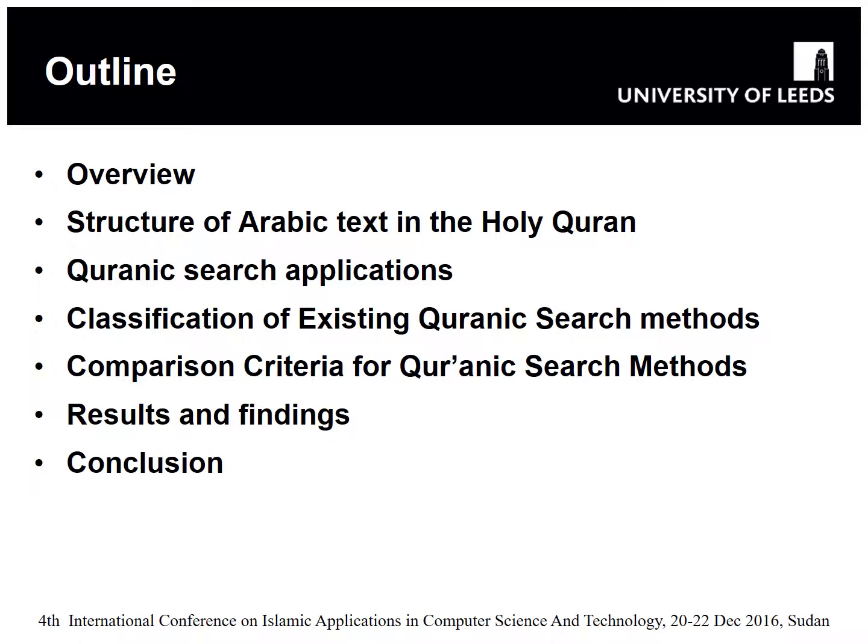The outline of this presentation is as follows: overview, then the structure of Arabic text in the Holy Quran. Then we talk about Quranic search applications. After that, we discuss classification of existing Quranic search methods. Then we discuss comparison criteria for Quranic search methods. After that, we discuss the results and findings. Then we conclude our presentation.